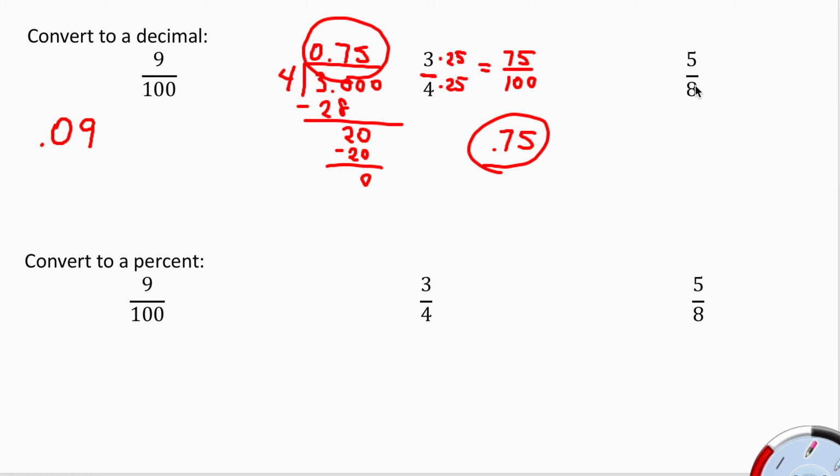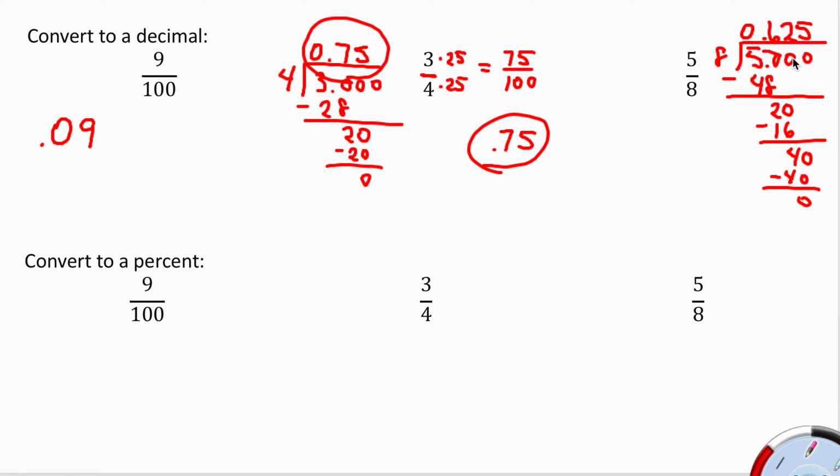Now 8 I cannot make into 100. So I'm going to make that 5 divided by 8. Add some zeros and do your division. 8 does not go into 5. 8 goes into 50 6 times. 6 times 8 is 48. Subtract and bring down. 8 goes into 20 2 times. 2 times 8 is 16. Subtract and bring down. 8 goes into 40 5 times. 5 times 8 is 40. And then when there's no remainder, you're finished. There it is as a decimal. 0.625.